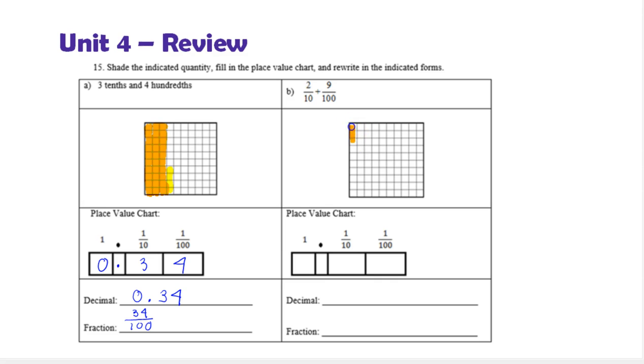2/10, so that's going to be 2 columns. And then 9/100, so that's going to be 9 small squares. I'll start from the bottom, and I know there's 10, so I'm going to stop 1 shy of 10. As a decimal, we'd write this as 0.29, 2/10 and 9/100. Okay. Now we'll put that from the place value chart in as a decimal, and as a fraction, there's 29 small squares shaded out of a total of 100 small squares. Let's look at the next one.